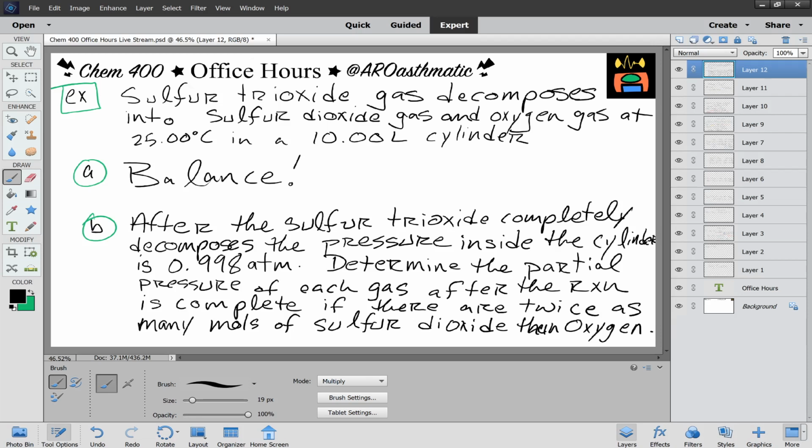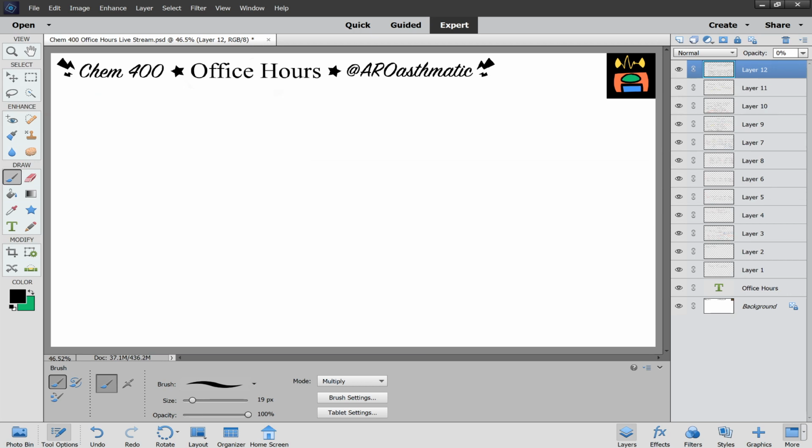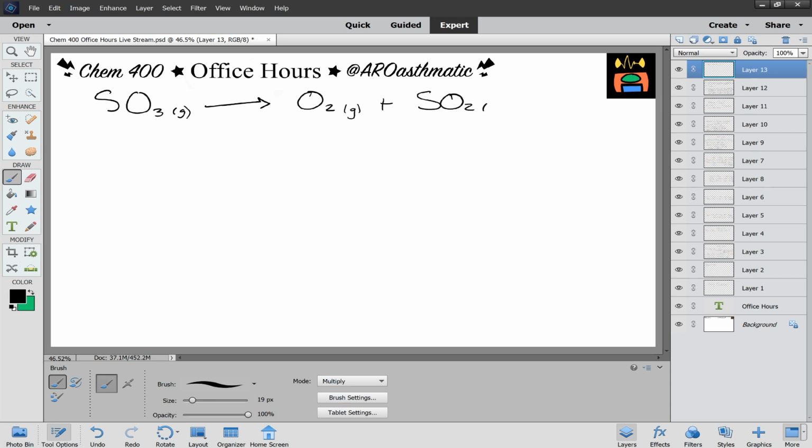So let's go ahead and dive in. All right, so first we need to write a balanced chemical equation for this reaction, which means we need to take the names of our reactants and products and write them out. So first we're dealing with sulfur trioxide gas. This is a covalent compound, so this is 1 sulfur, 3 oxygen, and we're told it decomposes into O2 gas plus SO2 gas. All right. So those are our reactants and our products.